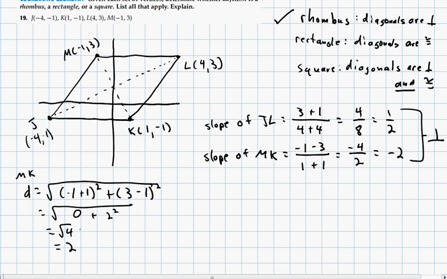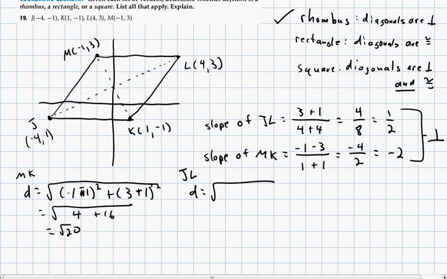Wait, I'm sorry. Hold on, let me go back. That's 3 minus -1, 3 plus 1. And -1 minus 1. So, fix this. That's going to be 4, because it's -2 squared. And it's going to be 16. So that's the square root of 20. You don't have to simplify this because all we really care about is whether they are the same. So let's do JL.